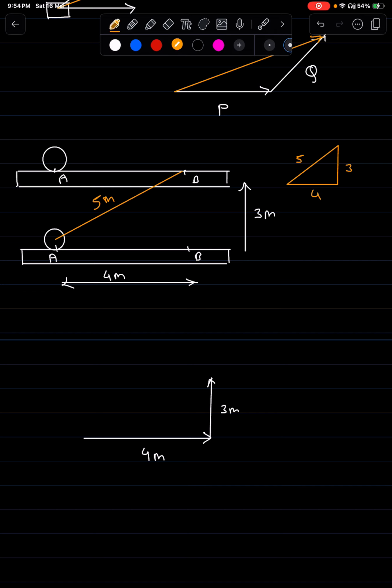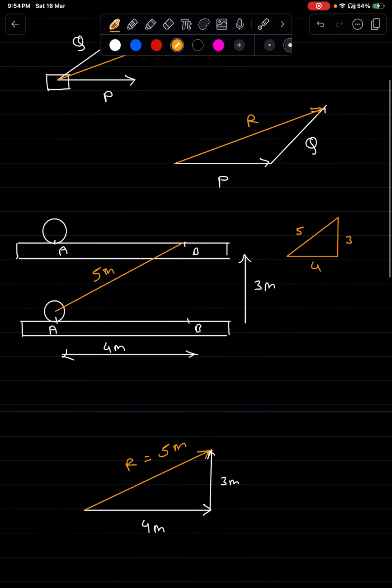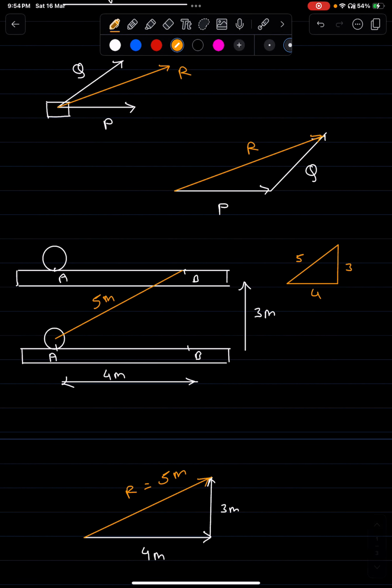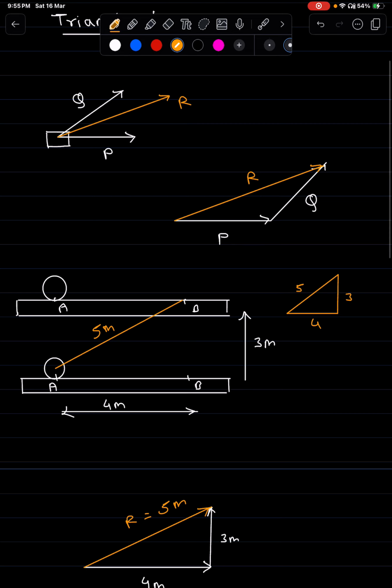So in order to find the resultant, I have to draw a third vector starting from the tail of the first to the head of the second to complete the triangle. So this is nothing but the resultant. And as you can see, the resultant is nothing but 5 meters. So this is how the triangle law of vector addition works. It not only works for just displacement, but for all vectors. Even force vectors will be added by the same triangle law, or any other two vectors.